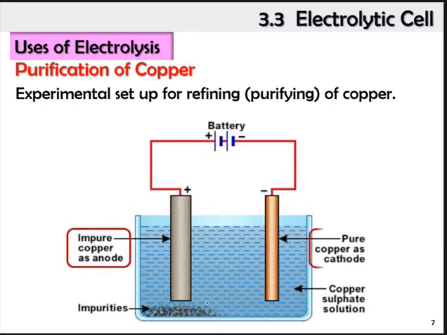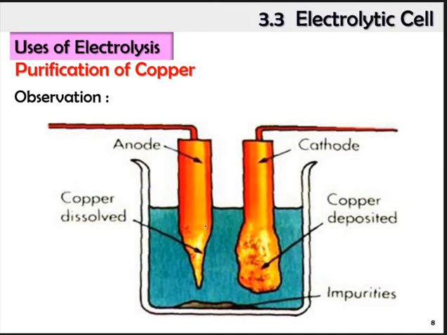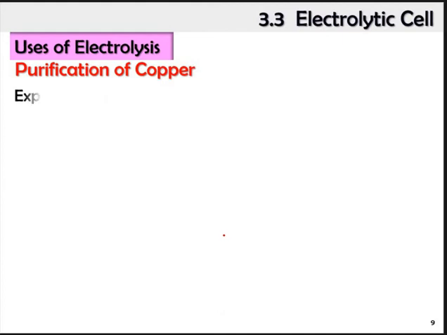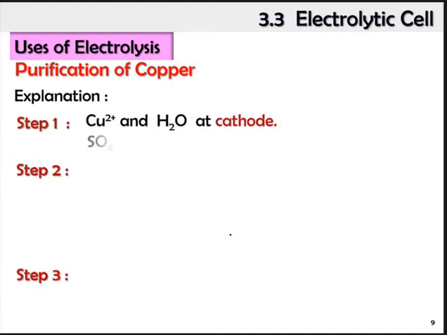So dia akan jadi macam ni. Dalam kelamaan dia akan jadi pure lah banyak. So itu namanya purification of copper. Okay, so what happen pada electrolysis ni? Kita ada 3 step macam biasa.